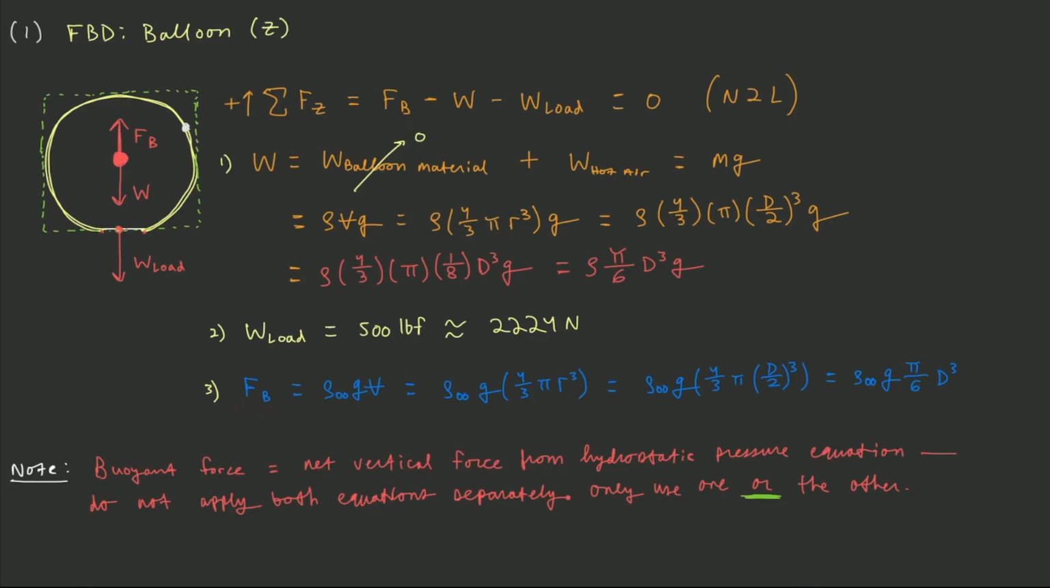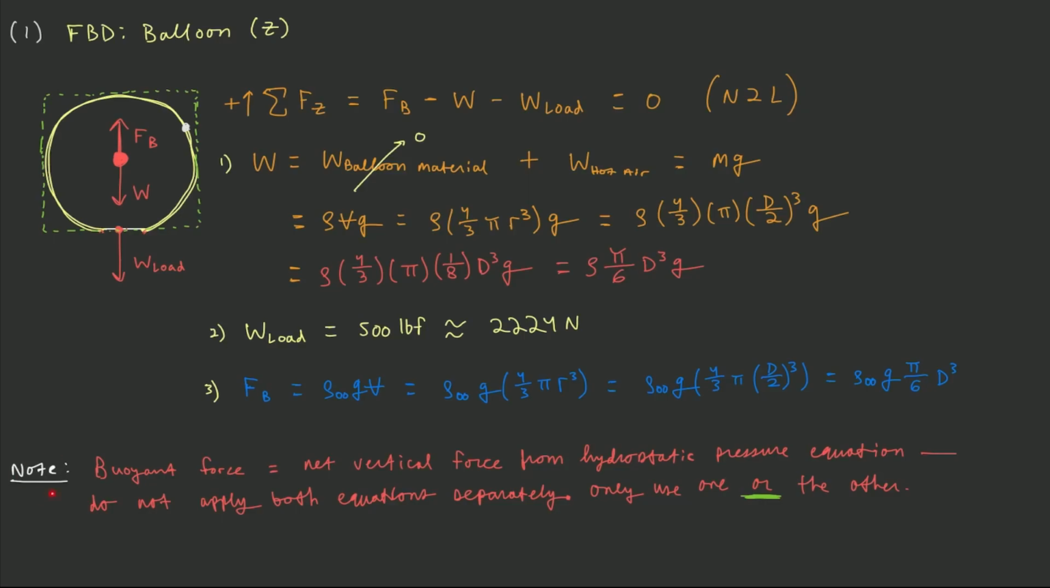So our buoyant force is equal to rho infinity times g times v, where rho infinity is the density of the ambient air, g is the magnitude of gravitational acceleration, and v is the volume of the hot air balloon. So performing the simplifications here, as we did previously with v equal to 4/3 pi r cubed, we can see that the buoyant force is equal to rho infinity g pi over 6 times d cubed.